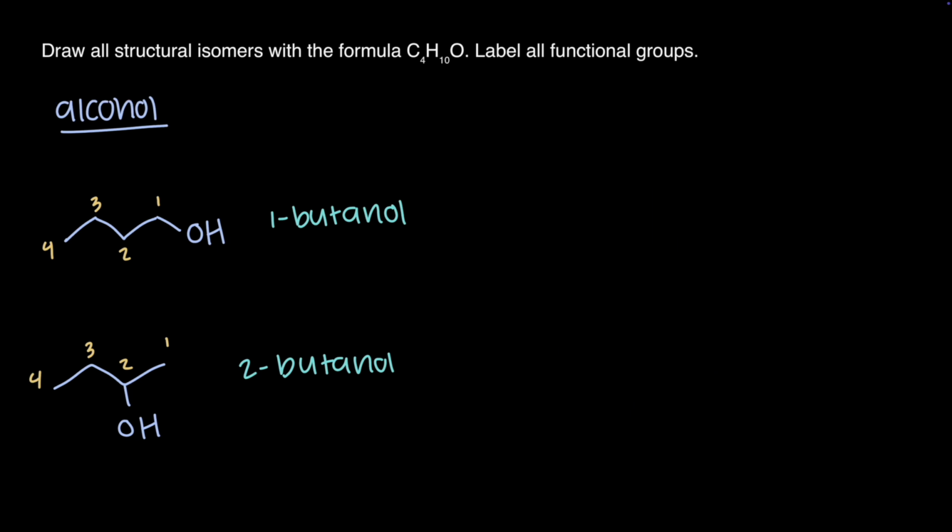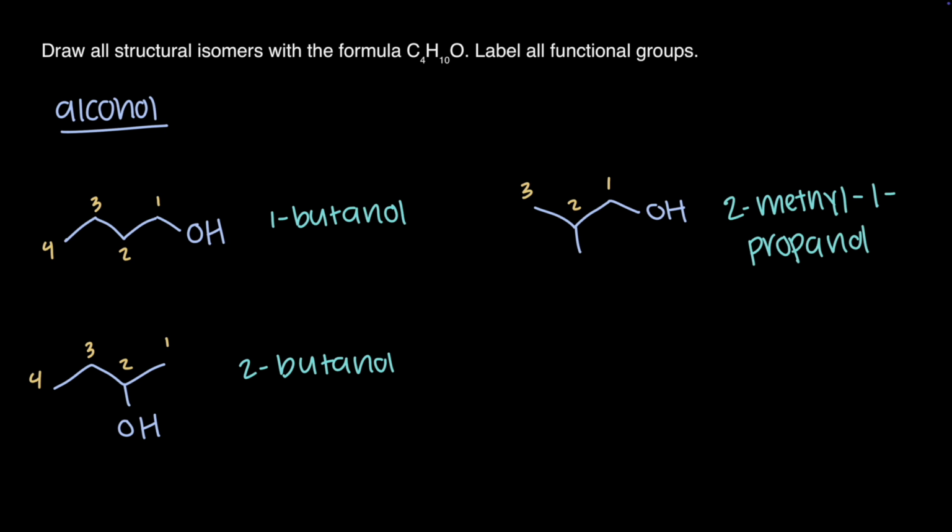Next, I can use 1-butanol and take off a carbon to make a methyl substituent. The methyl substituent cannot be placed on the ends because this would just make the parent chain longer. So there is only one middle carbon to put the substituent on. The name of this compound would be 2-methyl-1-propanol.